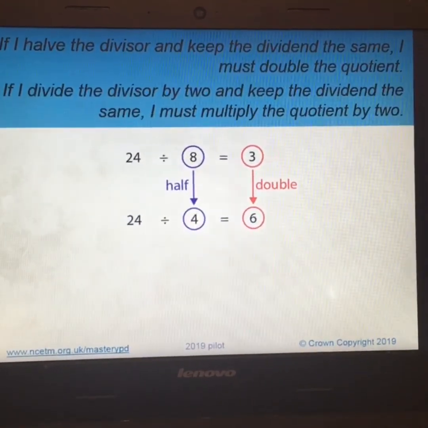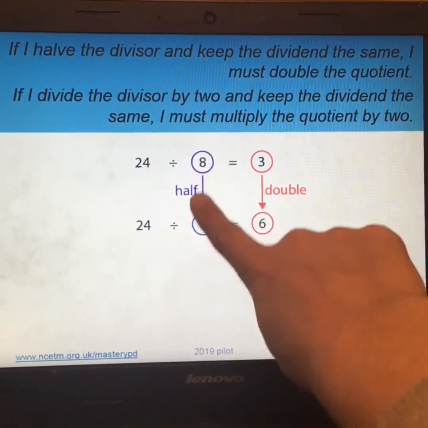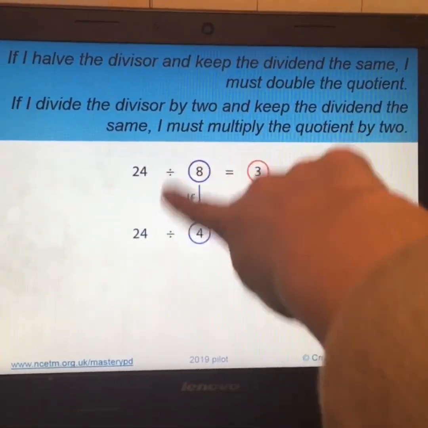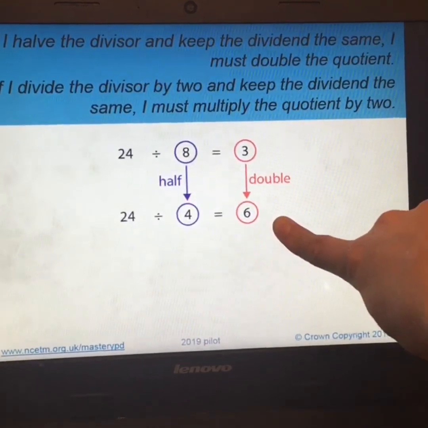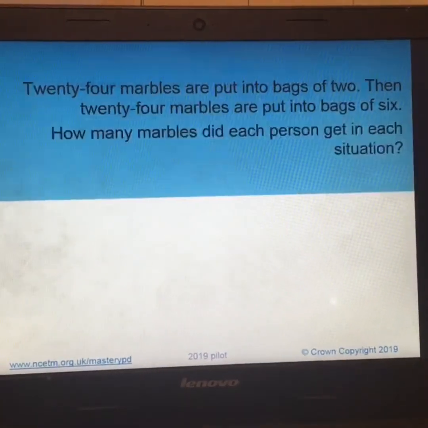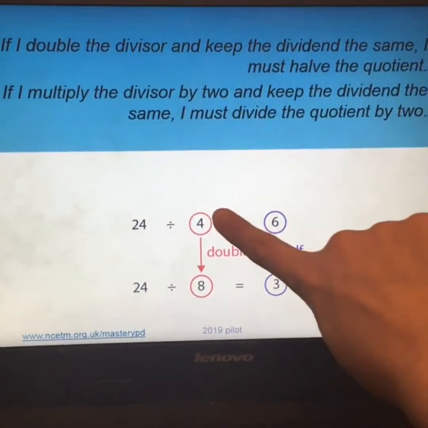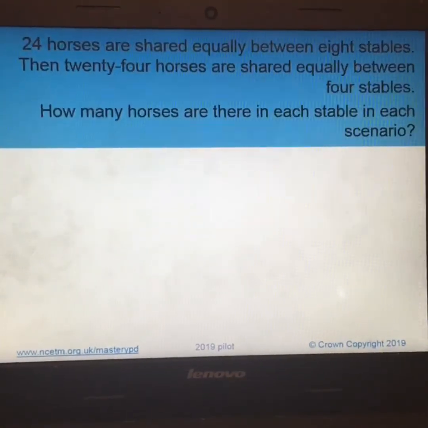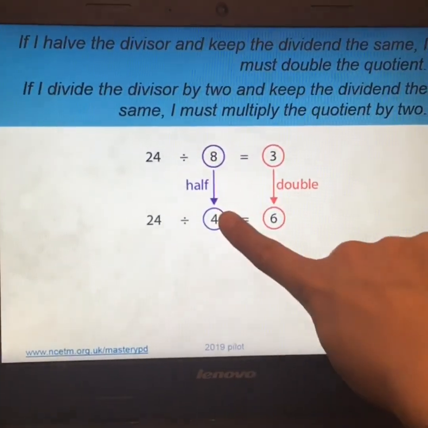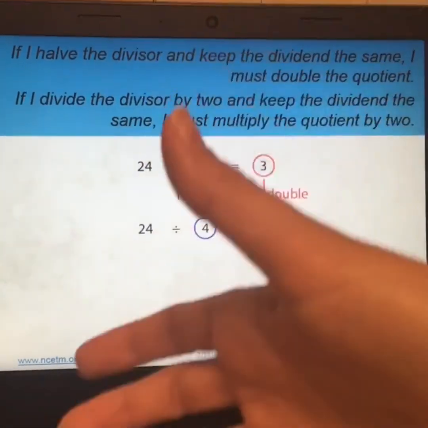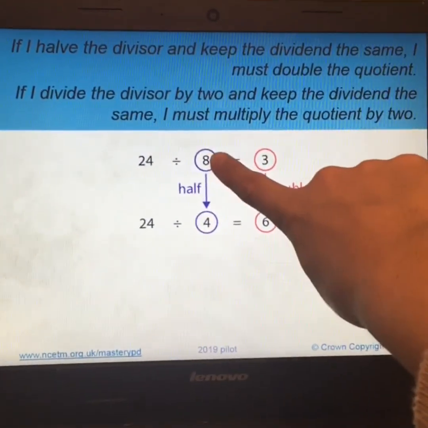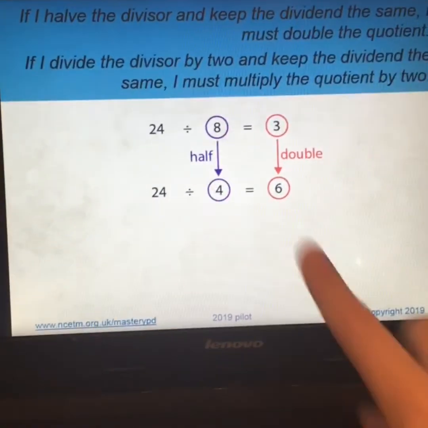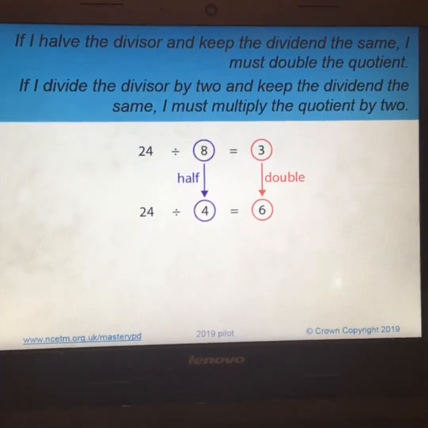So this time, we've gone from 8 stables to 4 stables. So if you halve the divisor and the dividend stays the same, you've got to double the quotient. Can you see this is the other way around? If you double the divisor, you've got to halve the quotient. But if you're halving the divisor, you've got to double the quotient. So you're always doing the opposite, because this time you're sharing it with less stables, so they're going to have more each.